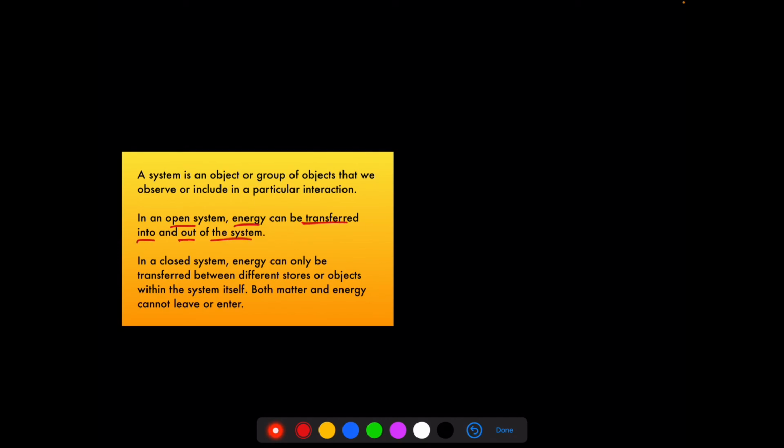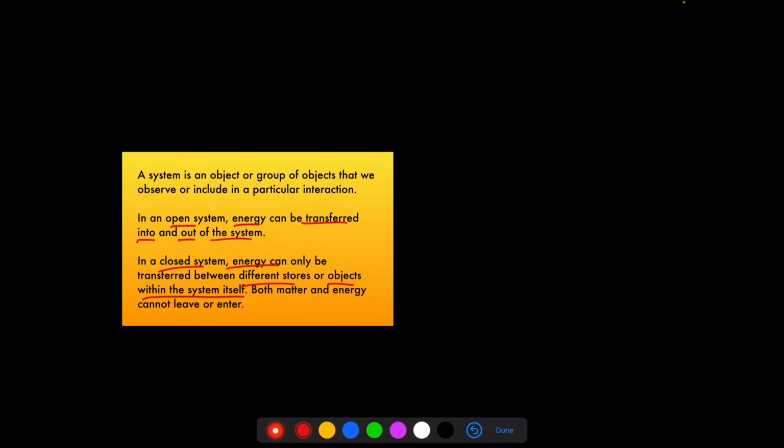And now let's look at a system, which is an object or a group of objects that we observe or include in a particular interaction, okay? And in an open system, energy can be transferred into and out of the system, okay? However, in a closed system, energy can only be transferred between different stores or objects within the system itself.